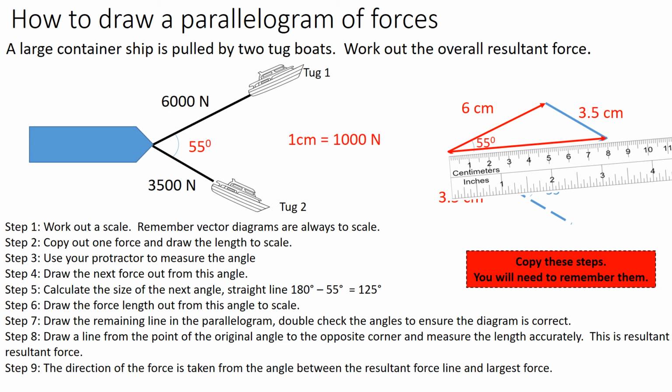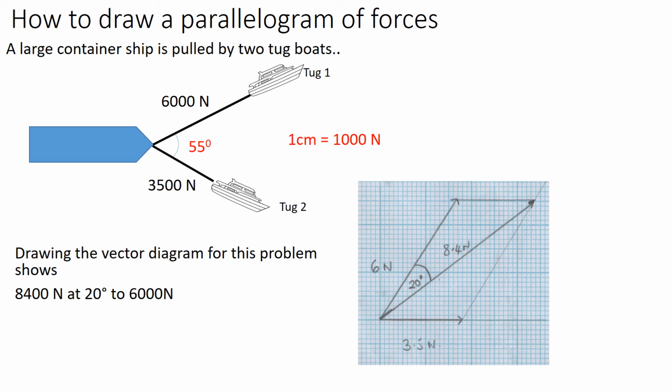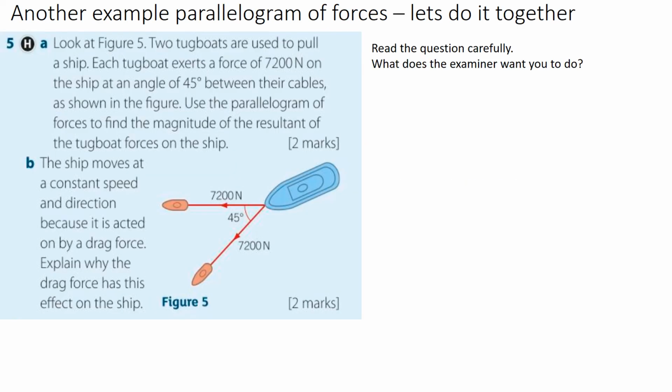Can you pause the slide? Can you write down these steps? Because this is what you're going to need to do for the next activity. So if I'd done it on graph paper, what we can see is it's 8.4 centimetres, which is more accurate, and it also gives me 20 degrees to 6,000 newtons. Now, have a go at doing this question.